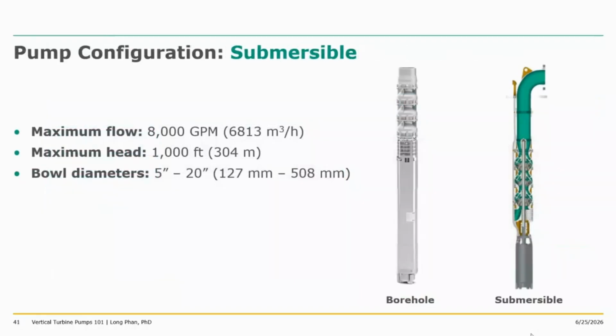A little bit more information on the submersible turbine. Flow is limited up to 8,000 because you have smaller designs and smaller bowls. Maximum head is 1,000 feet. Bowl diameters run from 5 inches to 20 inches. Basically, the submersible turbine pump resembles a borehole pump, such as the one on the screen. So the motor is on the bottom, and then you have the bowl assembly, and everything moves up to the top through the column and discharge elbow.